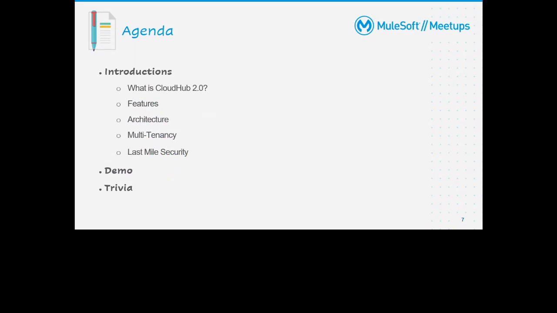In this topic, we'll see the CloudHub 2.0 features and architecture, shared and private spaces, what is multi-tenancy and last mile security, and a demo on the shared space.